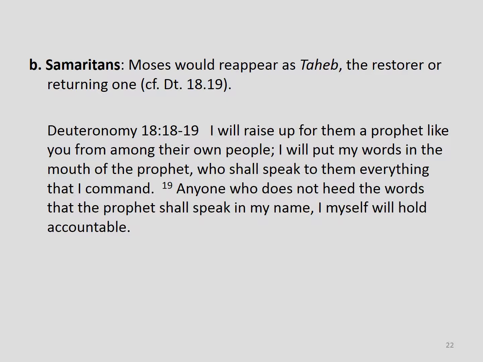The speech in Acts chapter 3 talks about various prophets who came after Moses, and then in addition to that, one who would be raised up. And that reference is taken to refer to Jesus himself. So he is the ultimate prophetic restorer, like Moses.